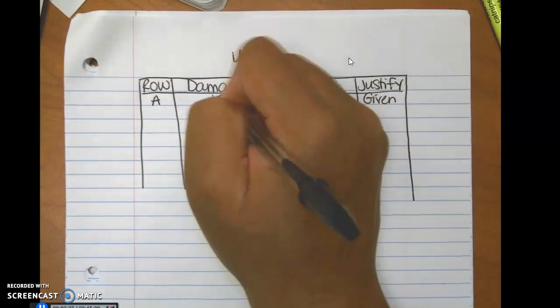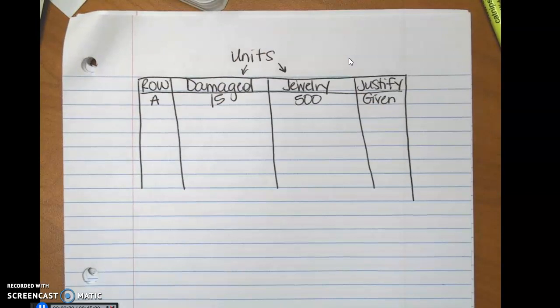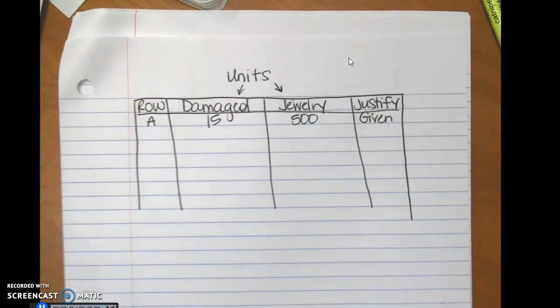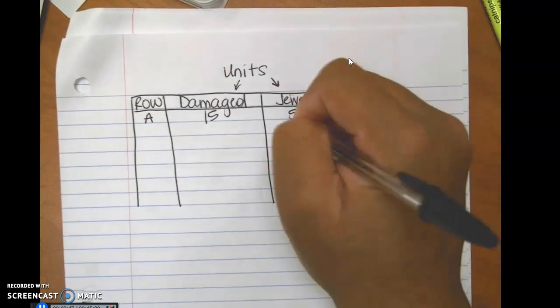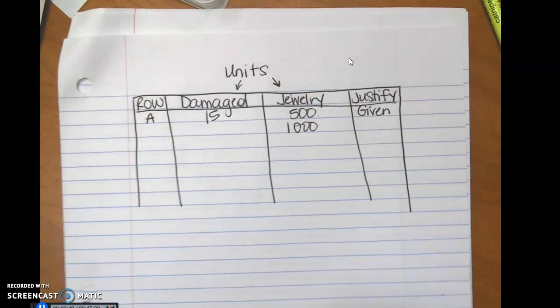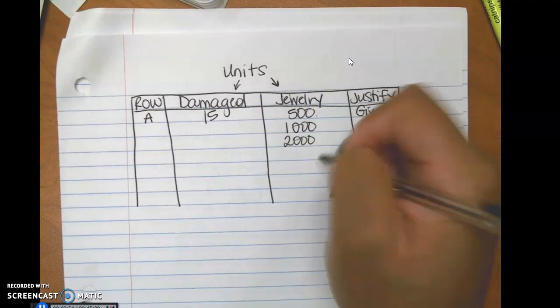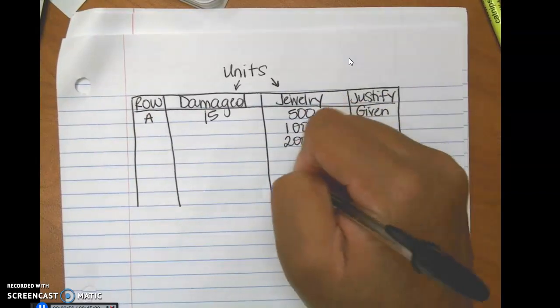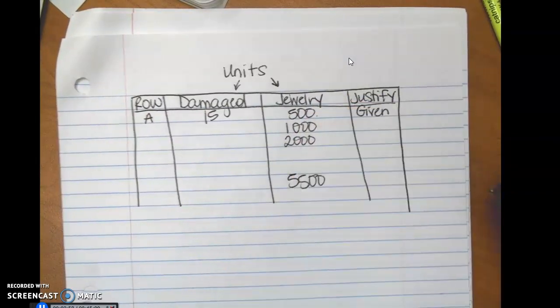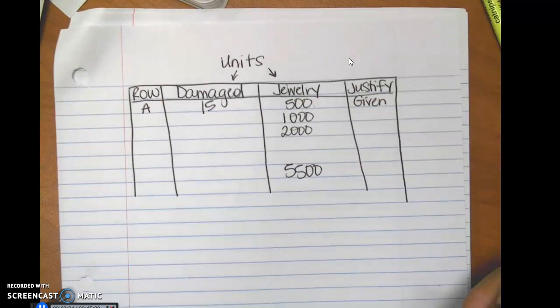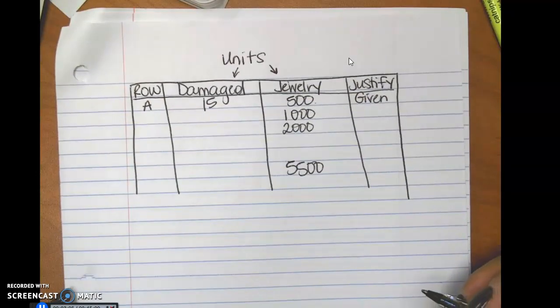Now, earlier in the period, I was talking about manipulating numbers. I can take my 500 and change it. What can I change my 500 to? 1,000. I can change it to 2,000. And eventually, I can change it to 5,500. But how am I going to do that? How do I get from 500 to 1,000? Raise your hand, please.